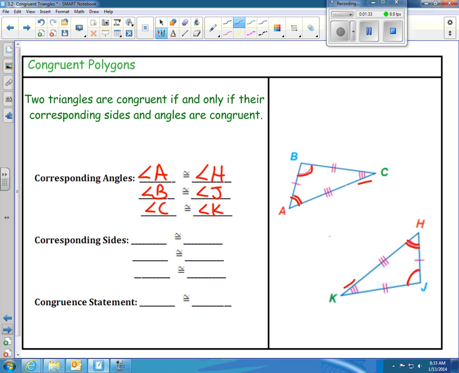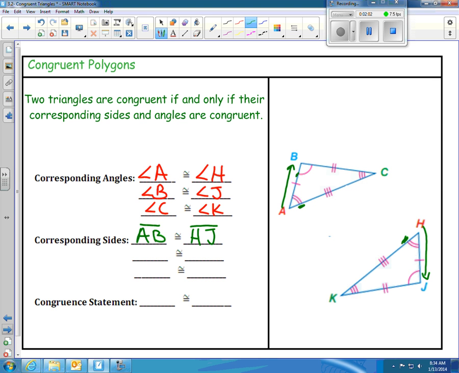Corresponding sides, so now we're going to talk about the actual sides. Remember, sides are segments, so we're going to denote them by two letters with a line above them. So we're going to start with AB, and I'm looking at A to B. I actually kind of use the angle markings to help me. I see I'm going from 2 to 1, so I need to find where I'm going from 2 to 1 angle marking. So I'm going from H to J.